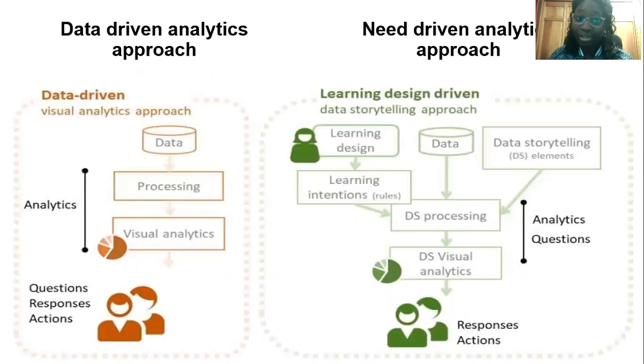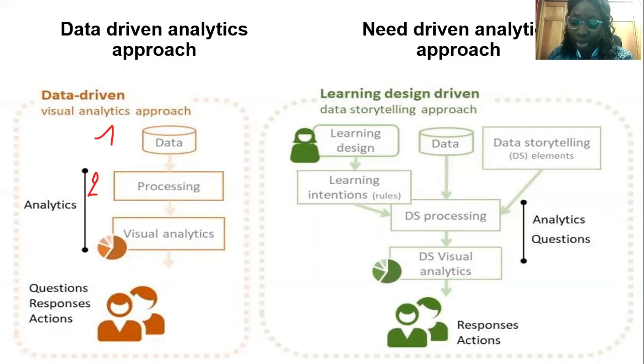Now, this might look difficult to understand, but I will do my best to simplify it. So first, to extract the data, you have two approaches. You have either the data-driven analytic approach or the need-driven analytic approach. When talking about the data-driven analytics approach, it focuses mainly on the data and the techniques to collect, store, clean, secure, and process them, as you can see in step 1 and step 2.